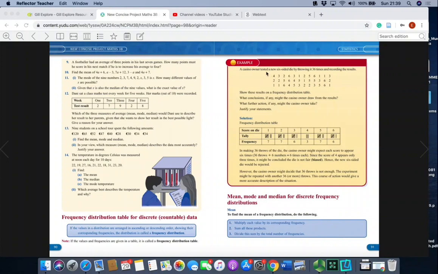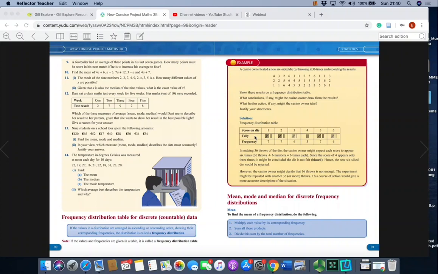A casino owner tested a new 6-sided die by throwing it 36 times and recording the results. So the number is 1 to 6. Show these results on a frequency distribution table. Okay, so what you do is you write down the dice values 1 to 6, because those are the only values a dice can take, and then you have a tally. Okay, so maybe I'll show you how I would do the tally.